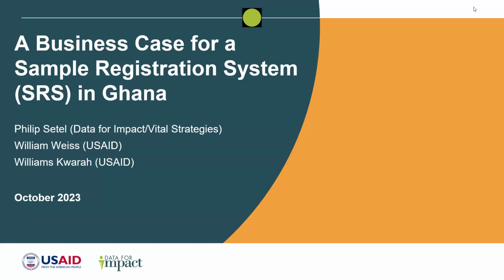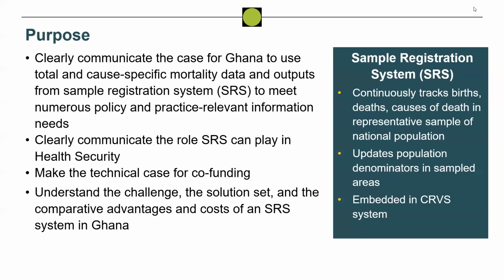So the business case document basically is how was Ghana going to position itself to be able to mobilize all development partners, get them around the table to be able to support and contribute to a sample registration system. And so what we basically looked at is how do we communicate this idea clearly to these partners to be able to make the case for partners to come in and support, and then also make a strong case that an SRS is a platform that can be used to collect cause-specific mortality data, and then also make sure that we have readily available on-time data for decision-making and policy.